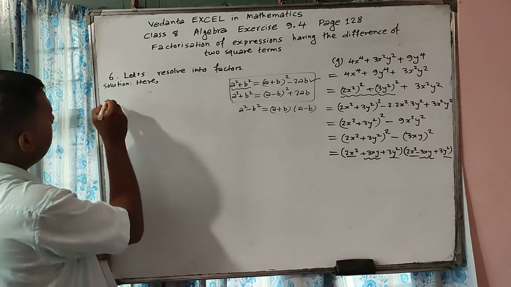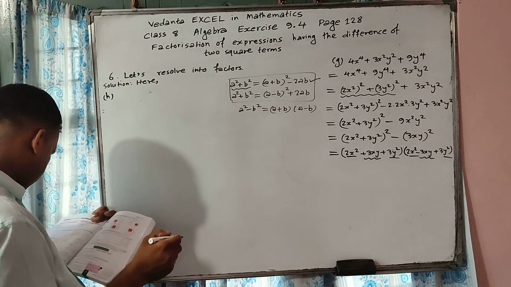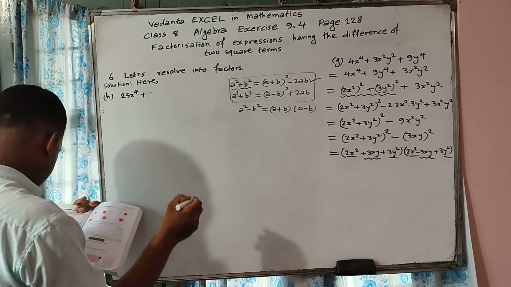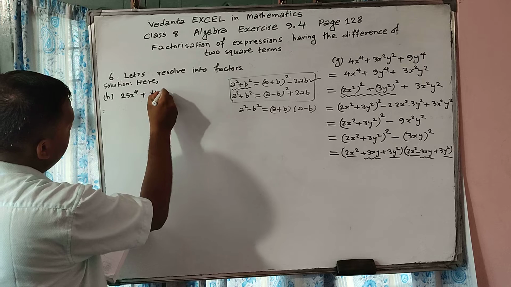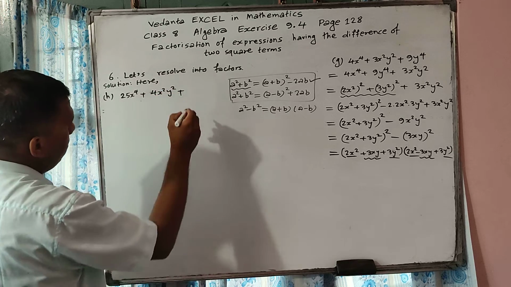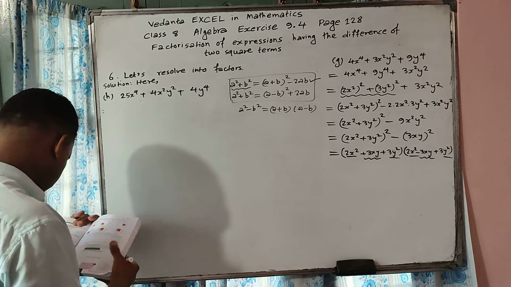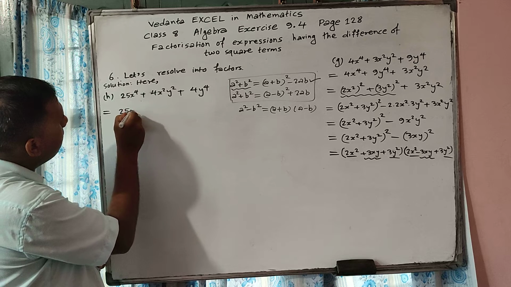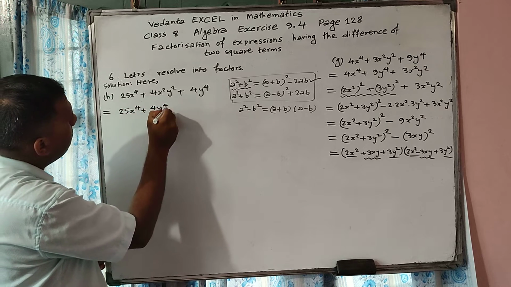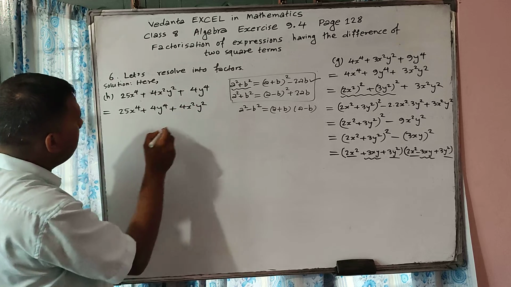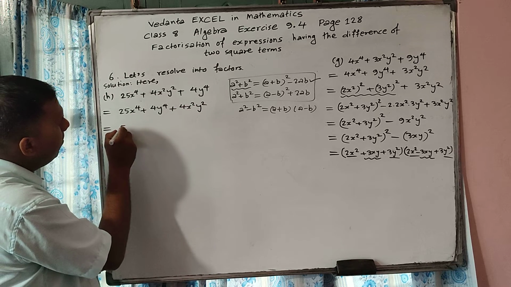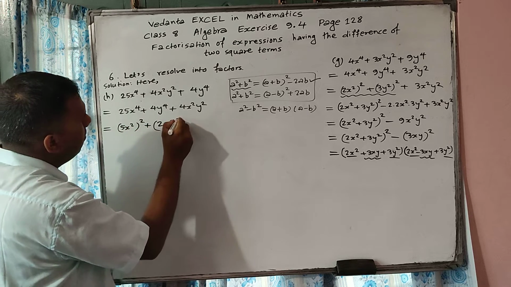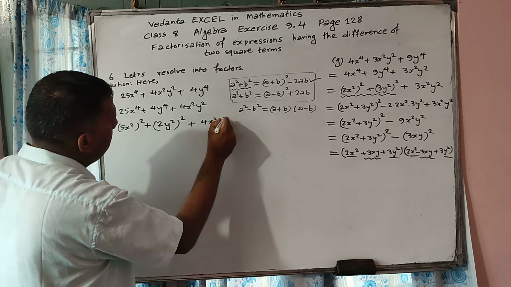On E we have 25x to the power 4 plus 4x square y square plus 4y to the power 4. Now taking degree 4 terms together: 25x to the power 4 plus 4y to the power 4 plus 4x square y square. Then 25x to the power 4 is (5x square) whole square, 4y to the power 4 is (2y square) whole square, remaining plus 4x square y square.